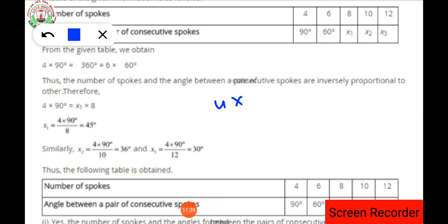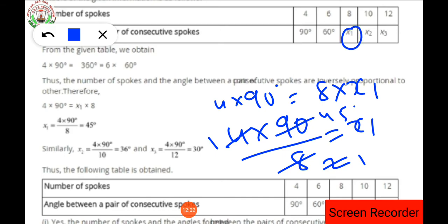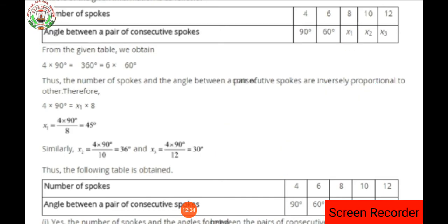Then here we have 4 into 90 is equal to 8 into x1, whose value we have to find. So 4 into 90 upon 8 is equal to x1. Will be like this, isn't it? Now it will get cancelled, as this one will be 1 time, this will be 2 times, this will be 1 time, this will be 45, isn't it? So what is the value of x we got? So the value of x we got as 45. Have you understood up to here?